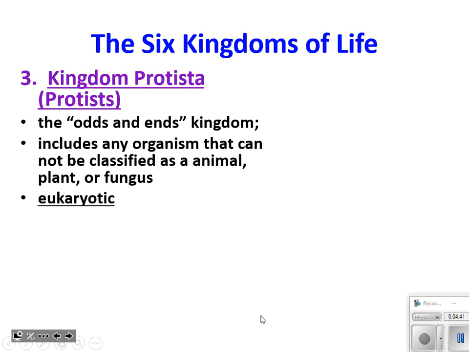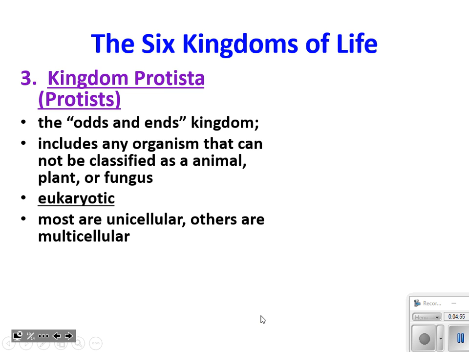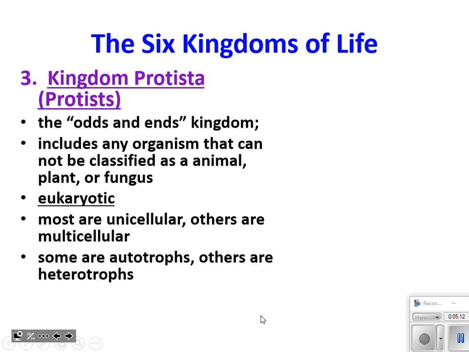They are eukaryotic. We know that because they are in the domain eukarya. So that means that they have eukaryotic cells. Most are unicellular, but we can have some protists that are multicellular. Some are autotrophs, others are heterotrophs. So some of them can make their own food, some of them cannot. Some of these protists have cell walls. So some must not have cell walls.